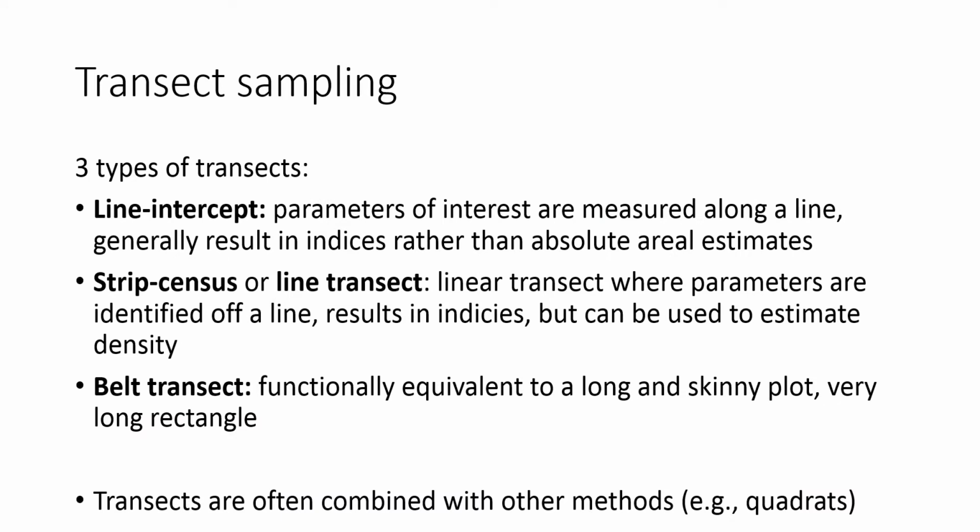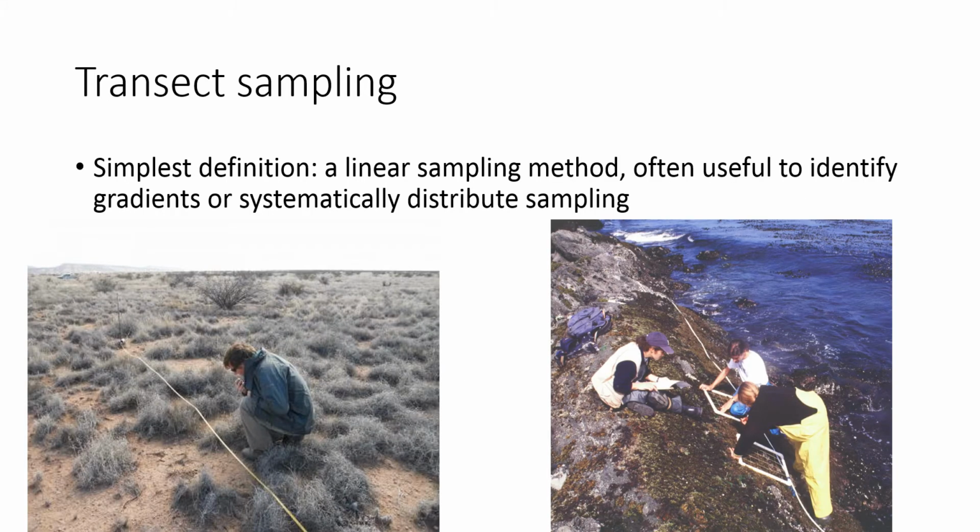So here's another great example of combining methods. These guys have a transect running through the intertidal, and they have quadrats that they're then going to sample some particular component of interest within or along that transect.